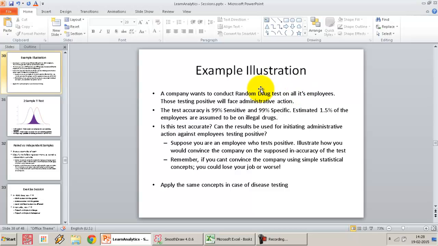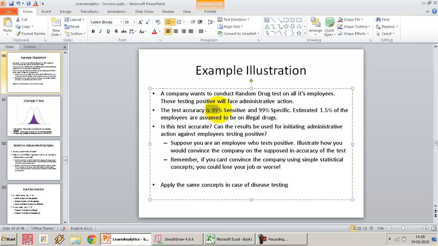And now the power of the test or the accuracy of the test is defined as the test being 99% sensitive and 99% specific. And it is estimated that about 1.5% of the employees will test positive, which is the estimated population mean in terms of percentage of employees on illegal drugs.